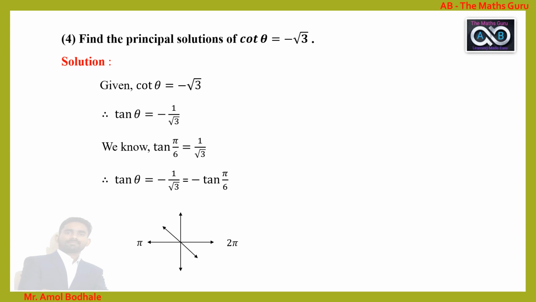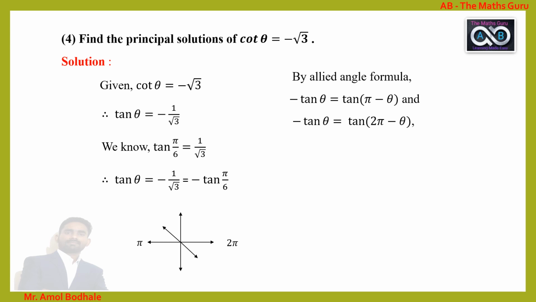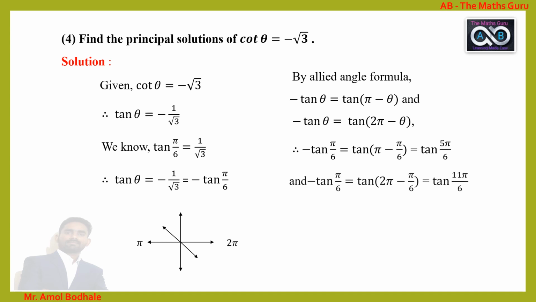So the angle lies in second quadrant can be written as pi minus some angle, and the angle lies in fourth quadrant can be written as 2 pi minus some angle. So therefore, by using allied angle formulae, we can say minus tan theta is equal to tan of pi minus theta, and minus tan theta equal to tan of 2 pi minus theta. So therefore, this minus tan of pi by 6 can be written as tan of pi minus pi by 6, that is equal to tan of 5 pi by 6. Similarly, minus tan pi by 6 can be written as tan of 2 pi minus pi by 6, that is equal to tan of 11 pi by 6.